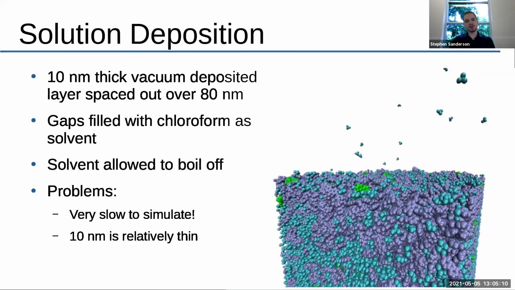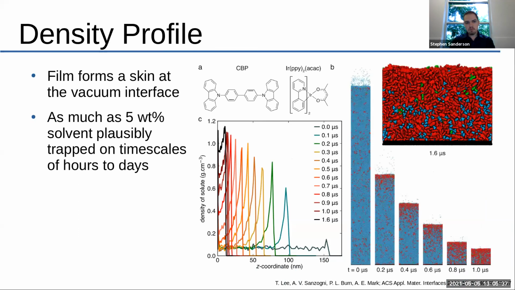There are a couple of problems though. The first one being that it's very slow to simulate. This starting system has millions of atoms in it, and has to be simulated for quite a long time for all of those chloroform molecules to leave. So that's the first limitation. And the second thing is that 10 nanometers is relatively thin for an active layer. So I've had a look at how I can improve those things a little bit.